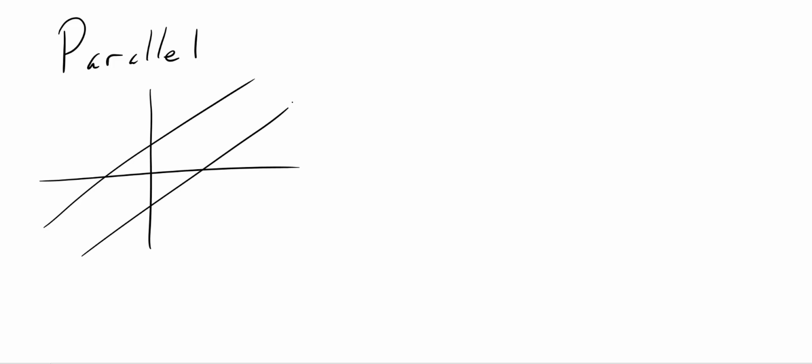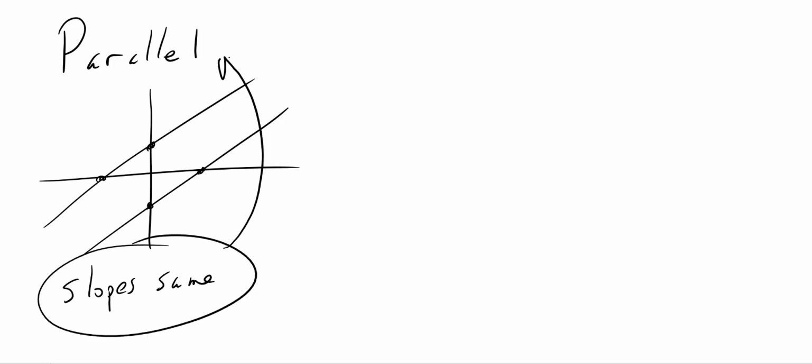You know that if lines are parallel, they don't touch. So what do you think is the same? Certainly not where it crosses an axis. That's not the same. What's the same? You should say the slopes are the same. That's super important for parallel lines. Slopes are the same.